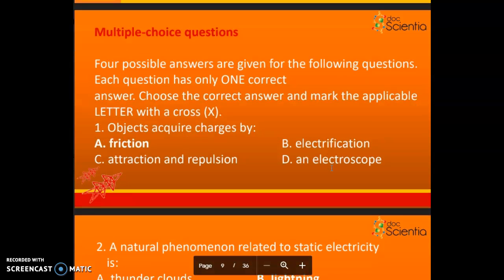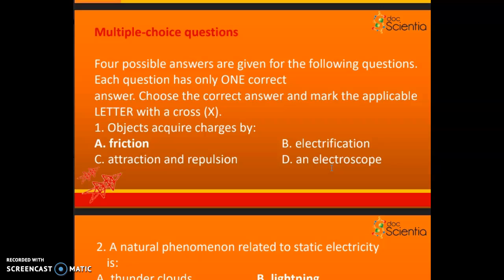So here we go. There are four possible answers given for the following questions, and these are all multiple choice. Each question has only one correct answer. Choose the correct answer and mark the applicable letter with a cross. I'm going to read the question and then give it a little bit of a pause. You can answer and then you can listen. I will give you the answer, so just listen if you're right.